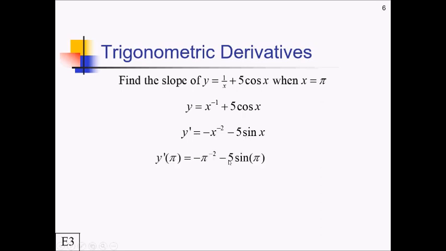And at this point, you're actually done. These are all constants. Sine of pi is a constant. Now, of course, we hope you know that sine of pi is really 0, so this whole second term goes away. And you could rewrite this then as negative 1 over pi squared, but totally unnecessary unless it's a multiple choice question.